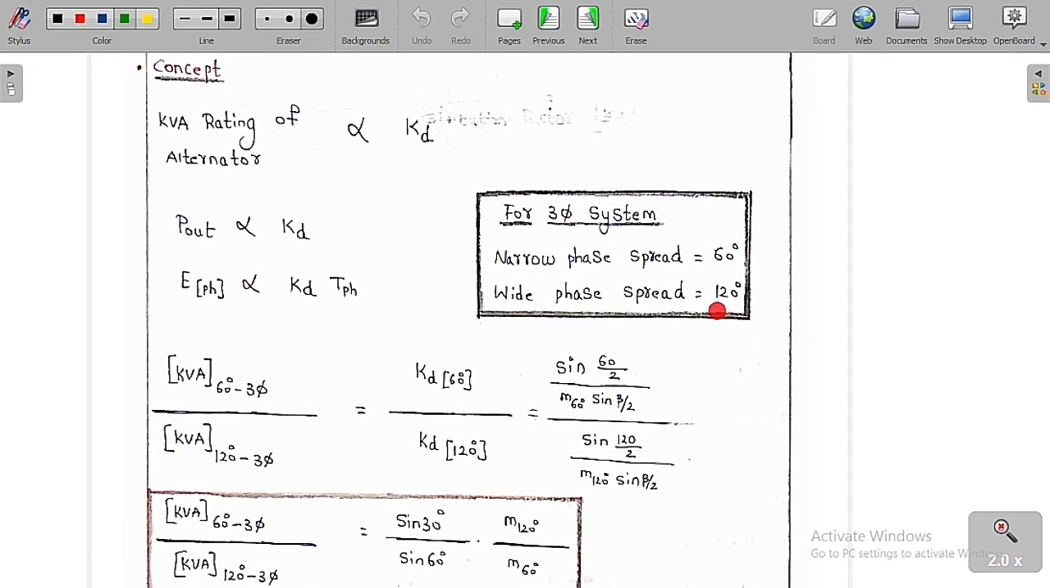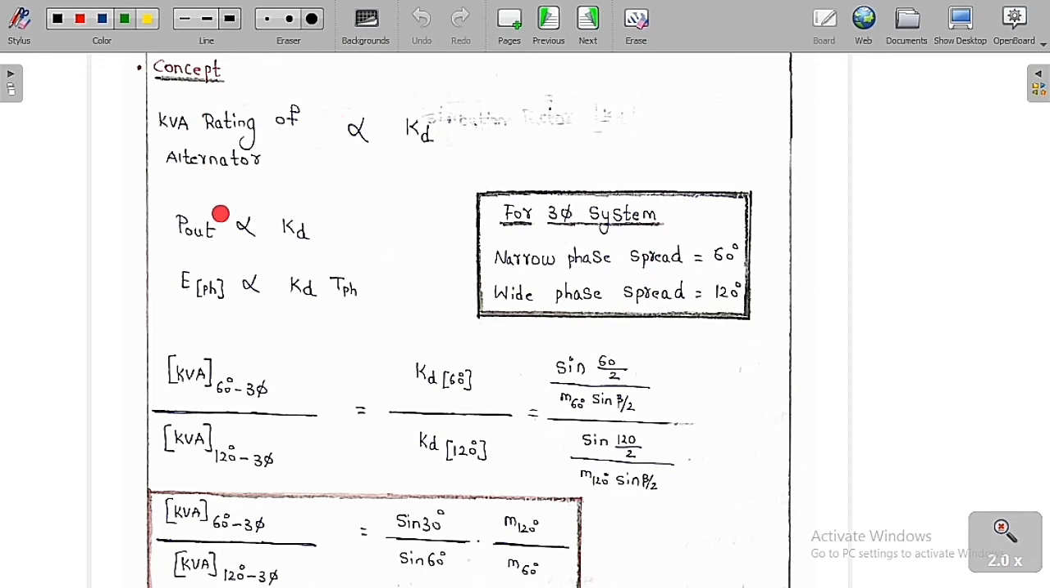If you substitute n equal to 1, it is a single-phase system. If you substitute n equal to 2, we get a two-phase system. If you substitute n equal to 3, we get a three-phase system. So for three-phase, we get 120 degrees for the wide spread and 60 degrees for the narrow phase spread. Whenever we go for the wide phase spread, we eliminate the third harmonic component in the induced voltage. This is a very important thing.